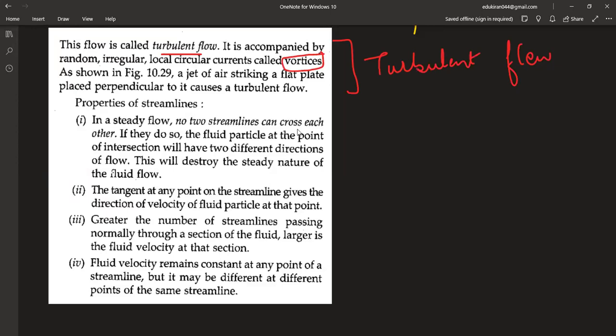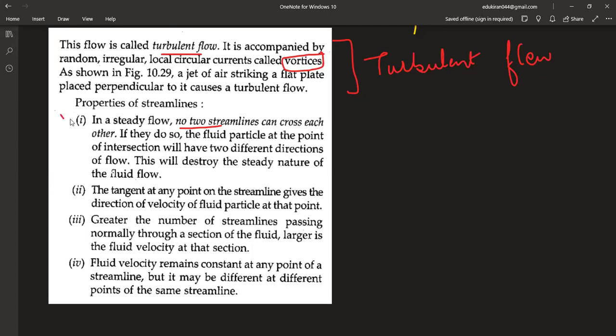What you have to pay attention to is the streamline flow. What are the properties of the streamline flow? In a steady flow, no two streamlines can cross each other. If they do so, the fluid particle at the point of intersection will have two different directions of flow. This will destroy the steady nature of the fluid flow. So it means two streamlines cannot cross.